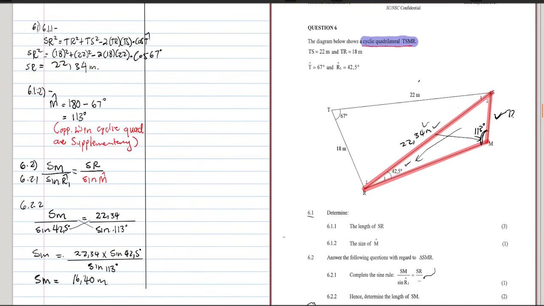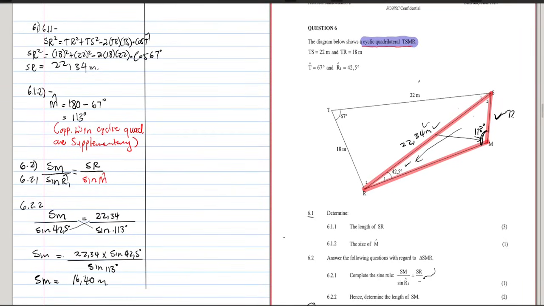So I have SM, right? I just calculated SM. It's 16,43. Okay, I get it. Now I have this length.